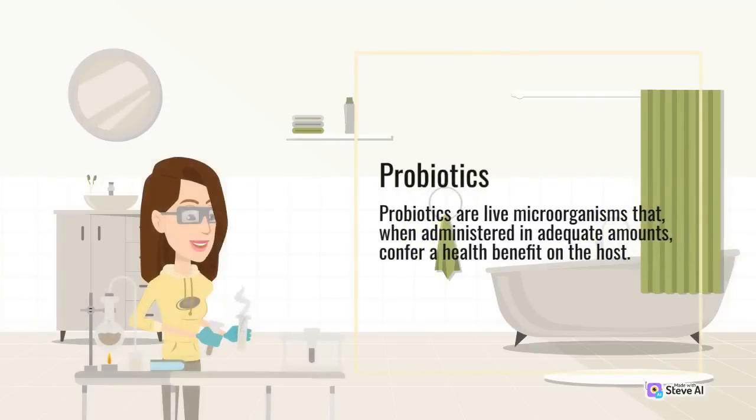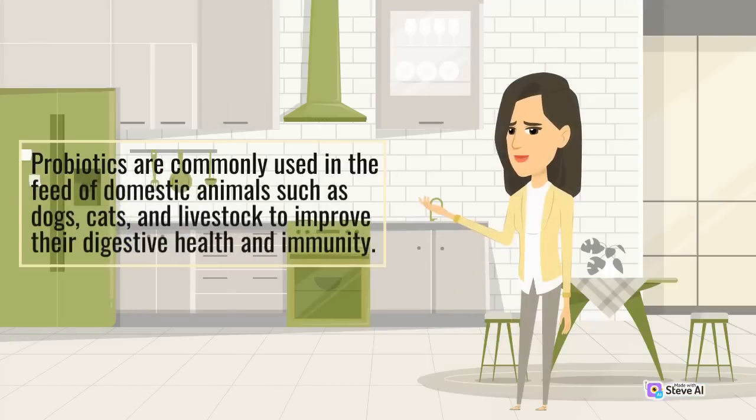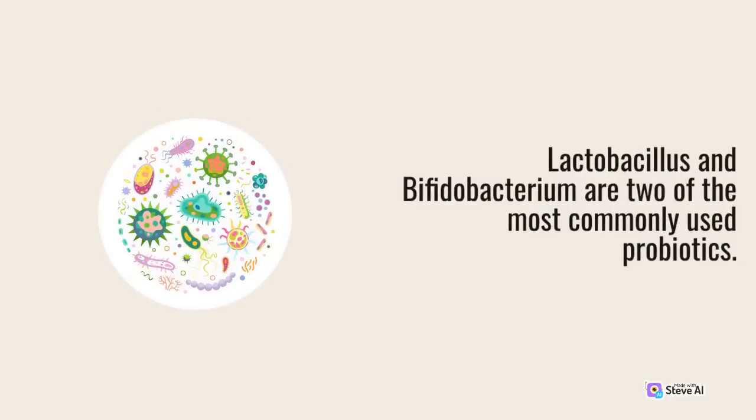Probiotics. Probiotics are live microorganisms that, when administered in adequate amounts, confer a health benefit on the host. Probiotics are commonly used in the feed of domestic animals such as dogs, cats, and livestock to improve their digestive health and immunity. Lactobacillus and bifidobacterium are two of the most commonly used probiotics.